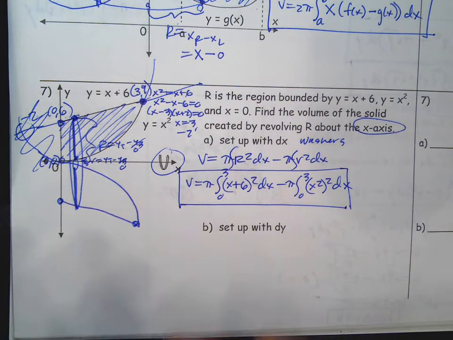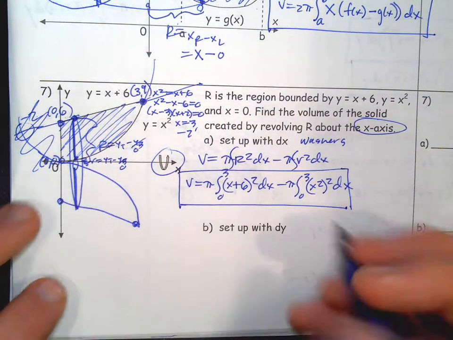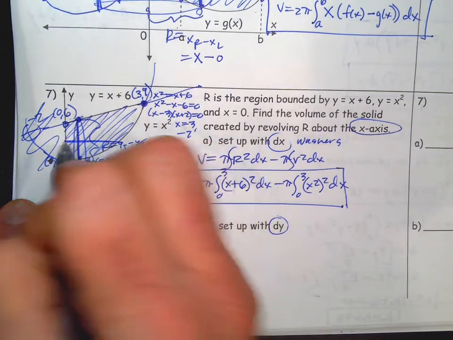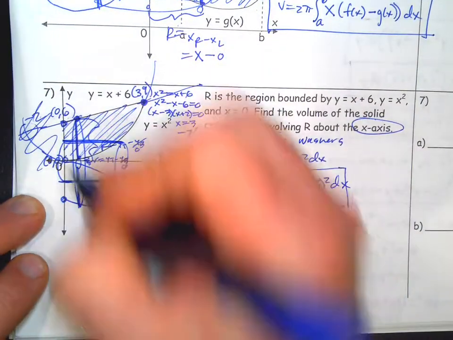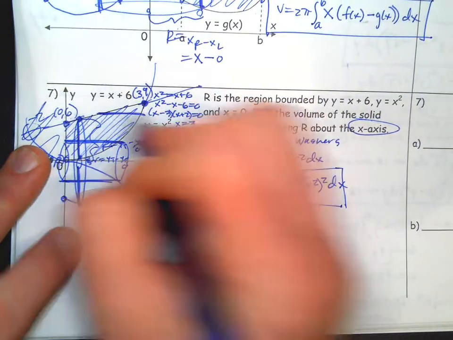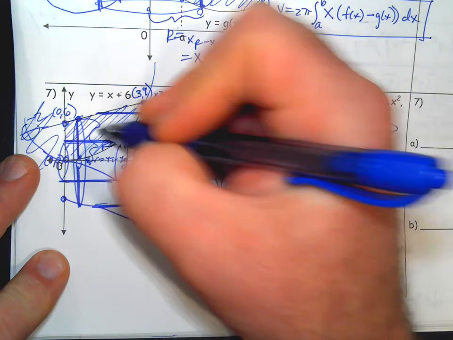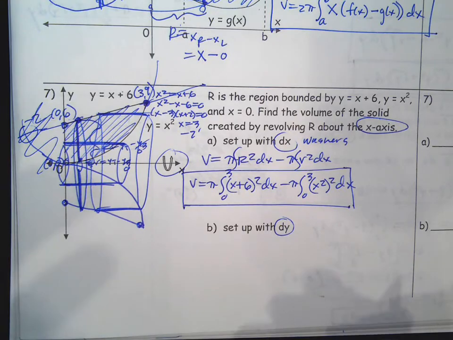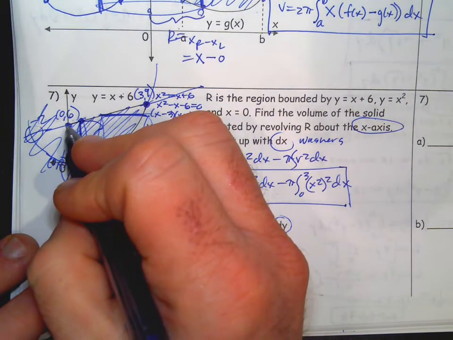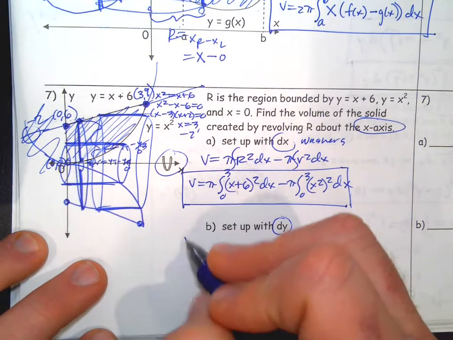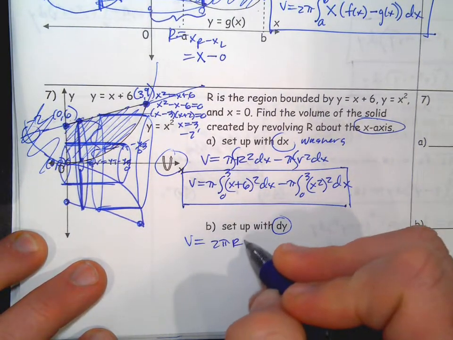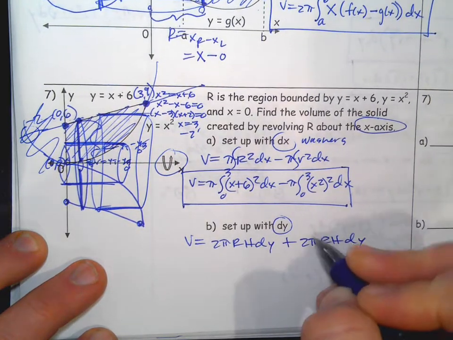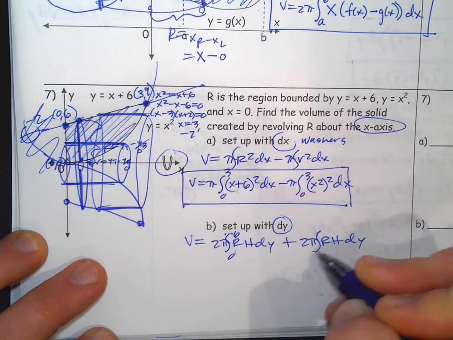Now we're going to find the same volume, same shape, but with dy slices. Now dy slices are going to be horizontal, and they're going to be parallel to the axis of rotation. So you're going to get shells. Problem here is we're going to get two different sets of shells. We're going to have to set up two different intervals of shells because what curves determine the height changes. So we're going to have to do from 0 to 6 and then 6 to 9 separately. So we're going to need 2 pi r h dy and then another 2 pi r h dy. So we got to go 0 to 6, we got to go 6 to 9.